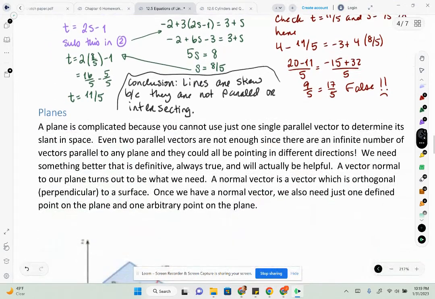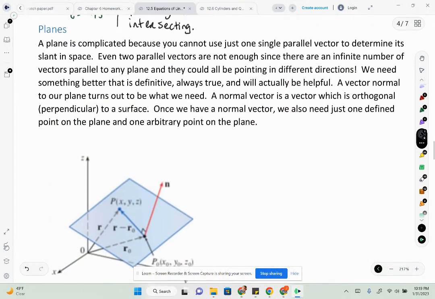Let's look at planes. A plane is pretty complicated because you can't just use one single parallel vector in order to determine the slant in space like you could with a line. If you imagine a plane to be like a piece of paper, okay, take a piece of paper and drop like 6 different pencils onto it in different directions. Every single one of the pencils is now parallel to your plane, right? But they're all pointing in different directions, which means no one pencil can determine how a plane slants in space. We need more than that.